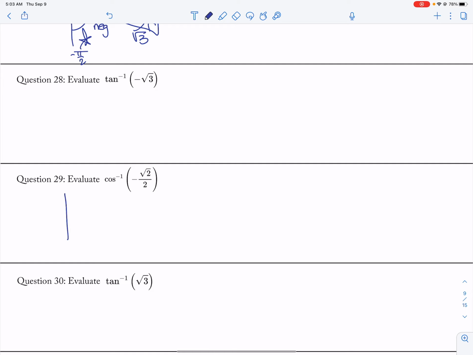Cosine inverse is valid in quadrants 1 and 2. So if I'm negative, I'm actually in quadrant 2. This is the same thing as pi over 4. Pi over 4 in quadrant 2, so I'm going from 0 to pi for my domain, is going to give me 3 pi over 4. So this will be the same thing as 3 pi over 4.